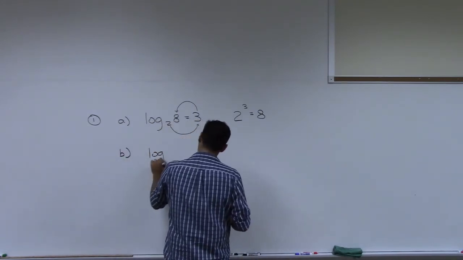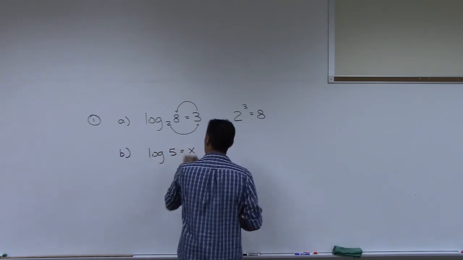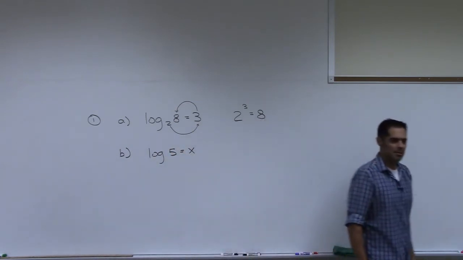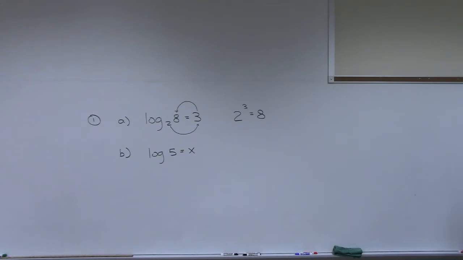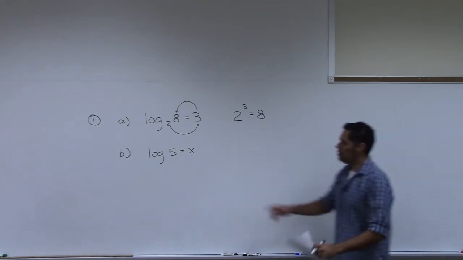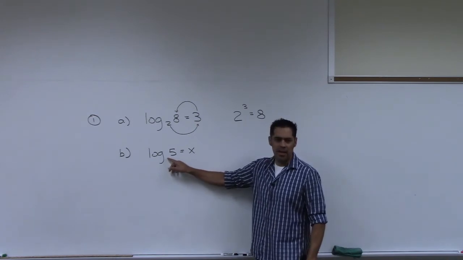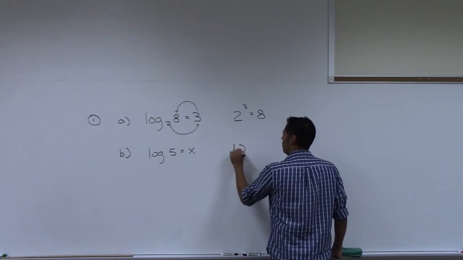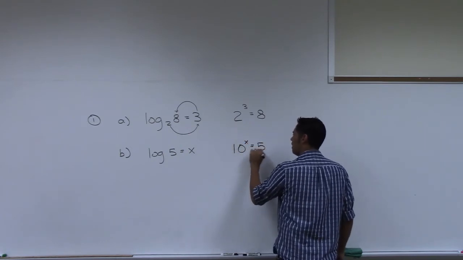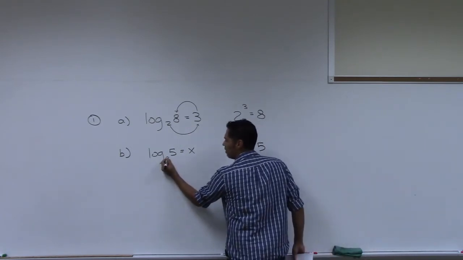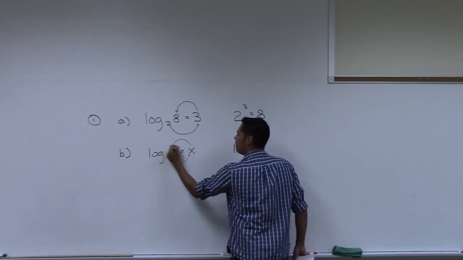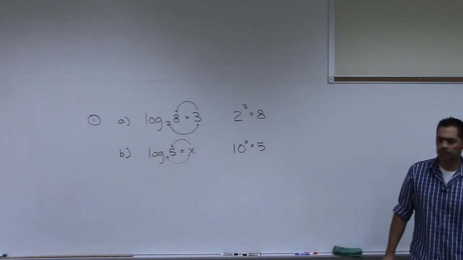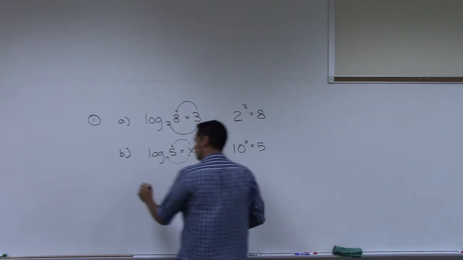Log 5 equals x. 10. Good. So if you don't write the base here, it's understood that it's a 10. So you have to know that to be able to convert it. So this should be 10 raised to the x equals 5. So imagine that there is a 10 here, and then you do the loop. Okay?